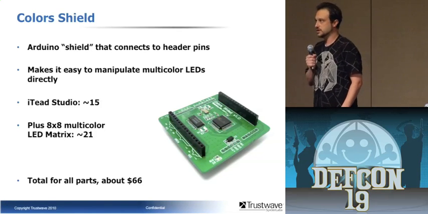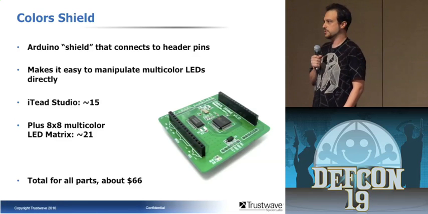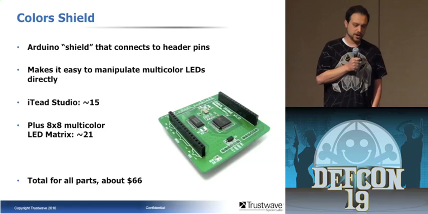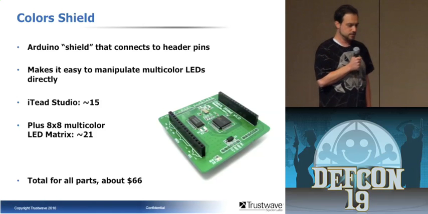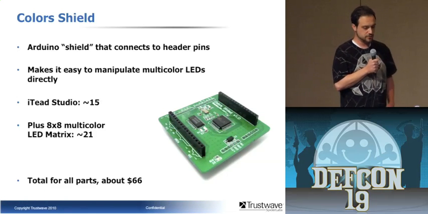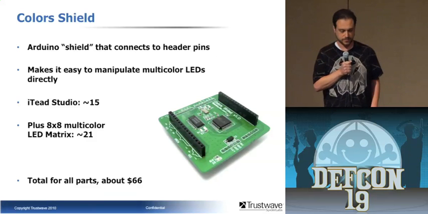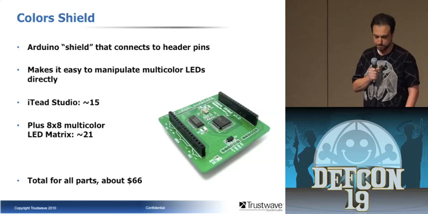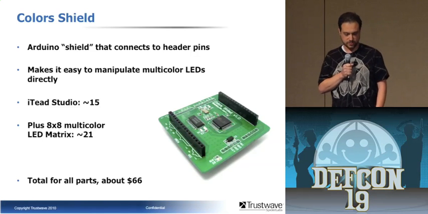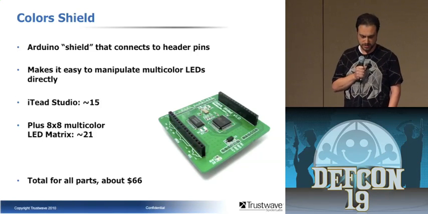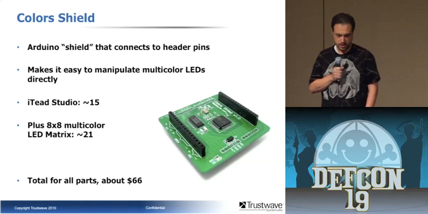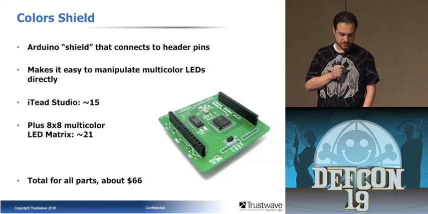If you go on YouTube and type in Arduino LEDs, you'll see a lot of wire wrap and breadboards, where people are doing a lot of cool stuff but having to do it all manually and hook everything up together. This makes life a lot easier if you're going to play with LEDs, with blinky lights. IT Studio sells it for $15, and they also sell a multicolor LED matrix for about $21. So at the end of the day, we're at about $66 for this.